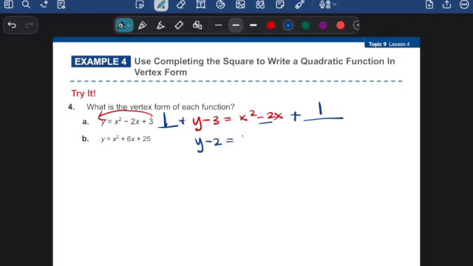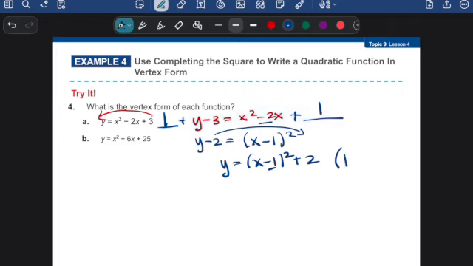I can factor my perfect square trinomial. It's going to be x minus 1 squared. And now just move the constant back over to the right. So my function is going to be y equals x minus 1 squared plus 2. What's my vertex going to be? H comma k. It's already negative, so 1, 2.